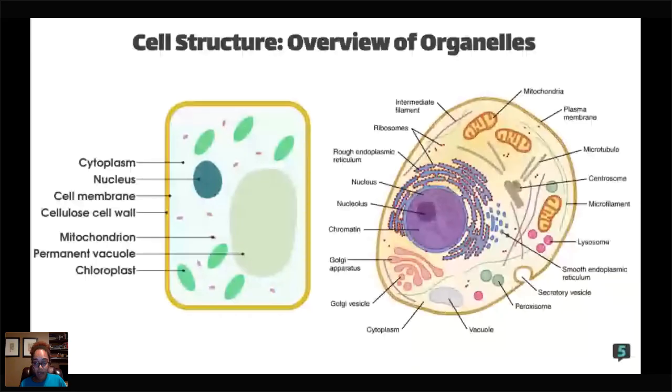But what you usually are asked a little bit more about, and you'll probably need to know more about, would be the rough endoplasmic reticulum. It's called rough because it has ribosomes studded on it. That's why it's called rough, and it helps you to remember what it does. The rough endoplasmic reticulum produces proteins, and these proteins are used to be exported out of the cell.